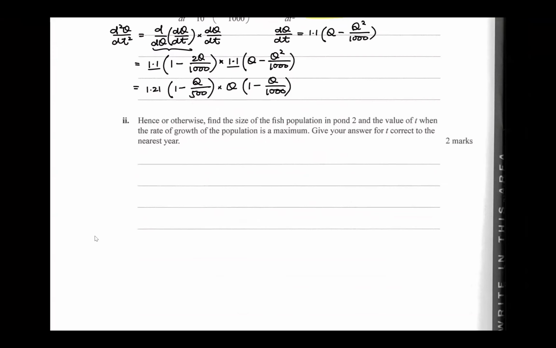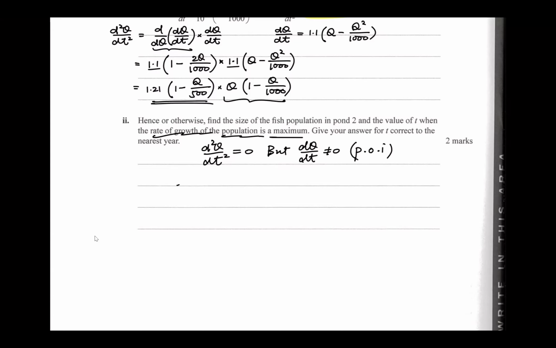Hence, or otherwise, find the size of the fish population in pond 2 and the value of t when the rate of growth of the population is a maximum. Basically, the rate of growth of the population is a maximum when the second derivative equals 0. But the first derivative is not equal to 0, because it's not a stationary point, it's just a point of inflection. So this bit cannot be equal to 0, but just this bit. So we can see Q equals 500, and also 500 equals Q of t.